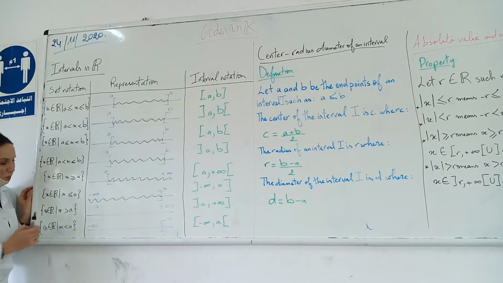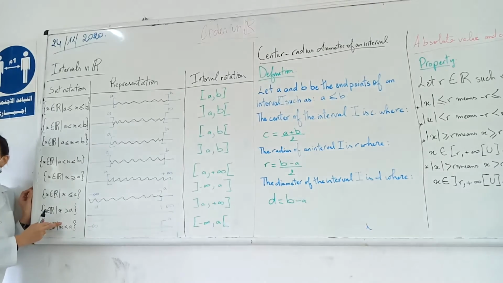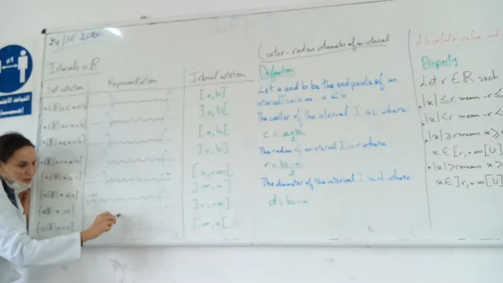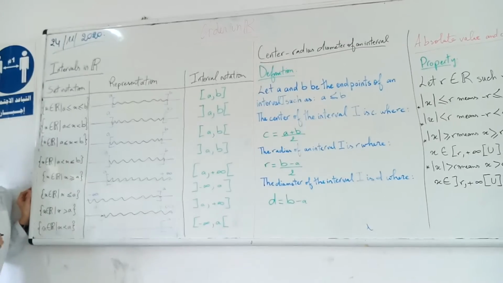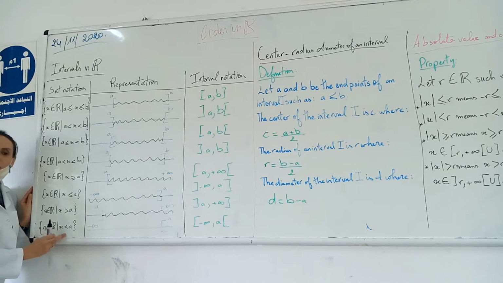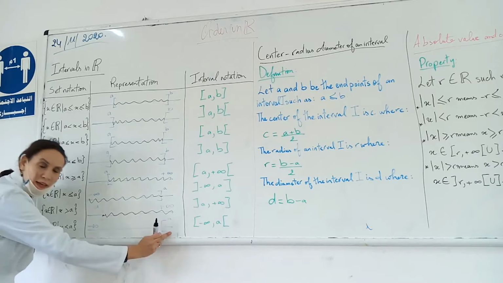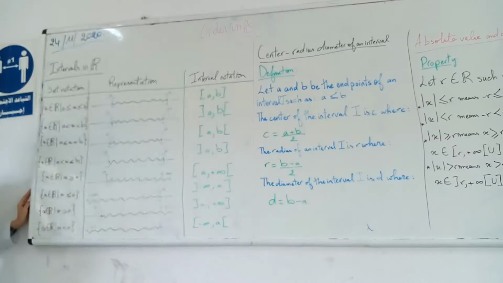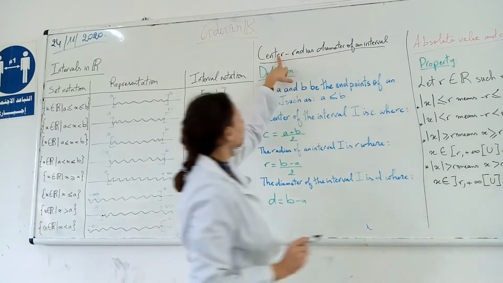The second one, X strictly bigger than A. If you have strictly, you have open interval: A plus infinity with open interval in A. The inverse, X strictly less than A, so X belongs to minus infinity A with open interval in A. Okay? Center, radius, diameter of an interval.